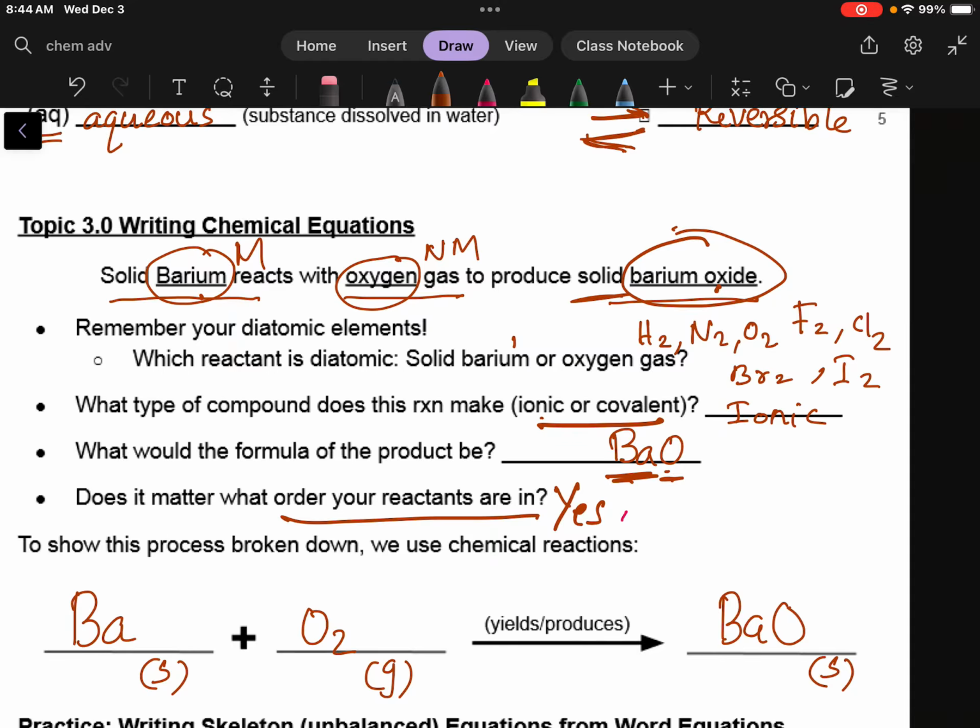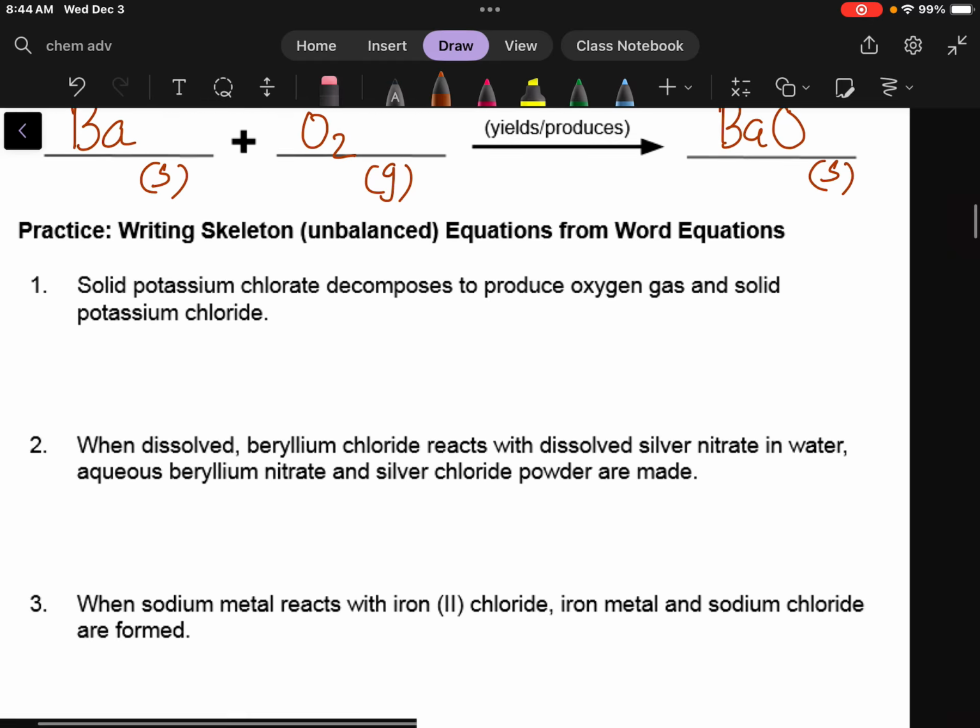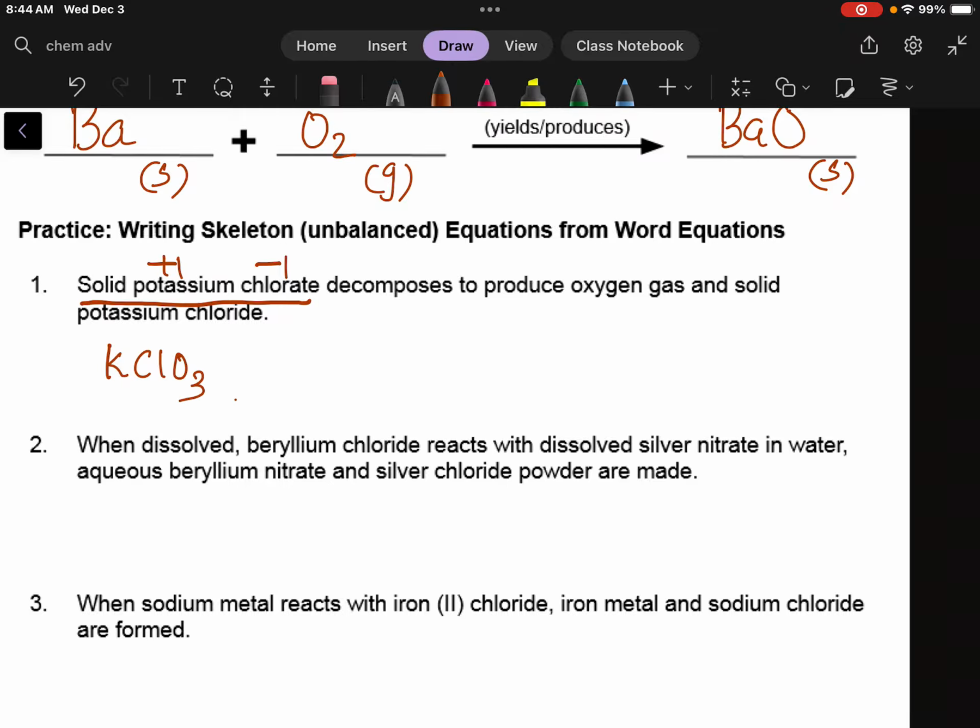Good? Okay, let's write one more example, then the rest you can do as homework, okay? It says solid potassium chlorate. Write the formula. Potassium is +1, chlorate is -1. Crisscross them. Chlorate is a polyatomic ion. What is it? ClO3. So KClO3. And it is a solid.